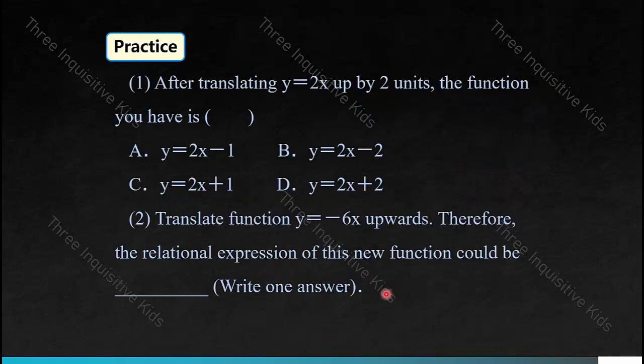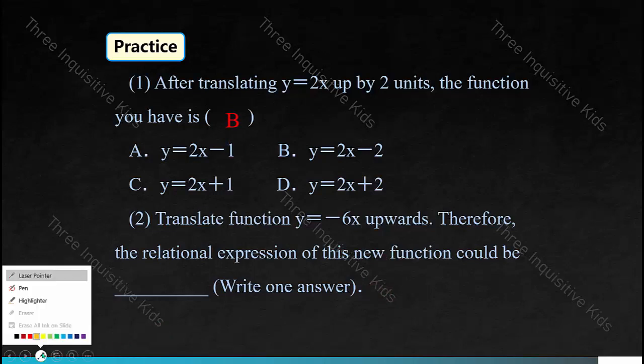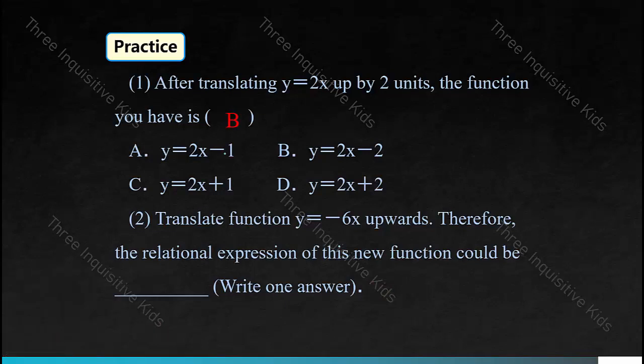Let's do some practice. After translating y = 2x up by 2 units, the function you have is... the correct answer would not be B, it would be D. D is the correct answer because when you're going up by 2 units, you have to look at this sign. It has to be positive.